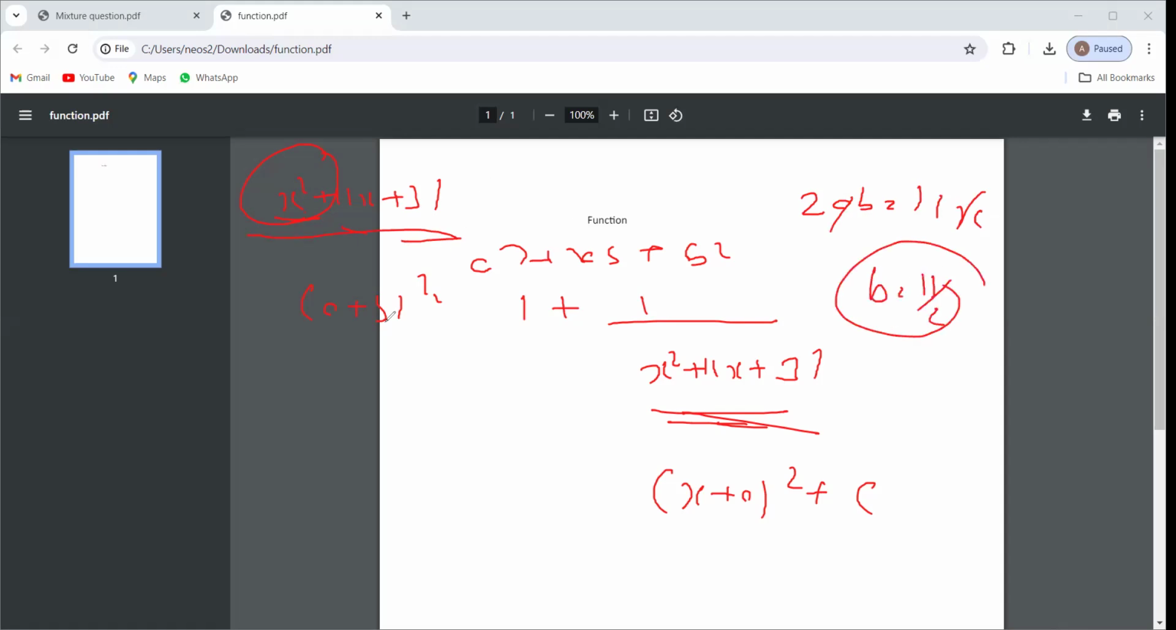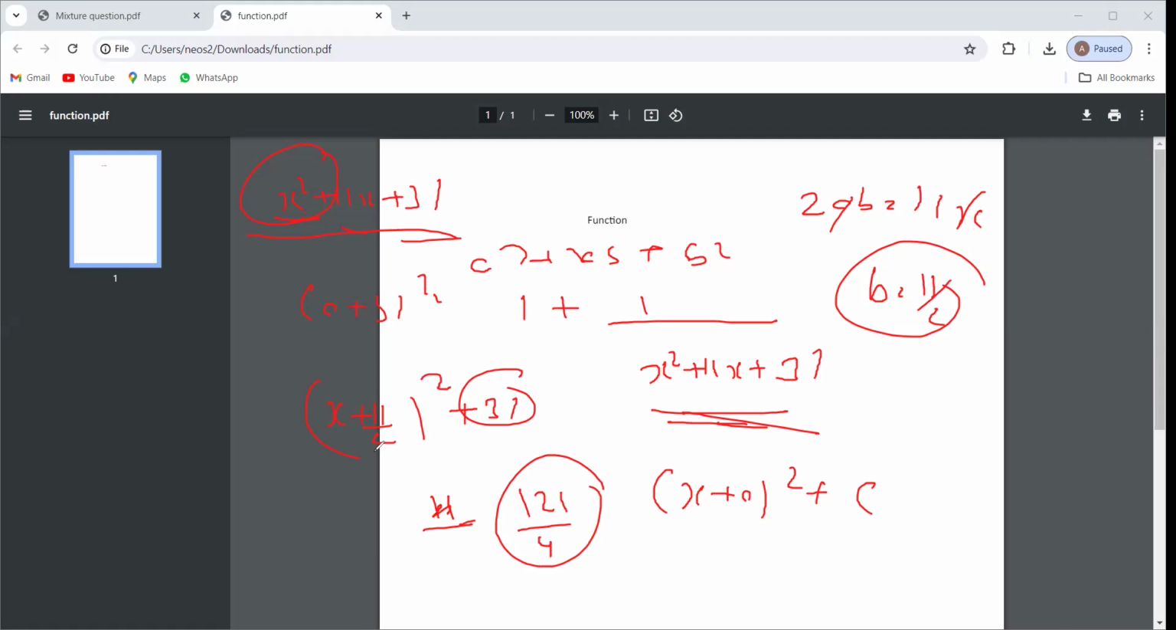So this can be made what? x plus 11 by 2 whole square, right? Fine. What did we have outside? 31. But tell me one thing. You took inside 11 by 2 whole square, meaning 121 by 4.